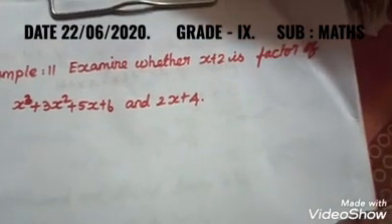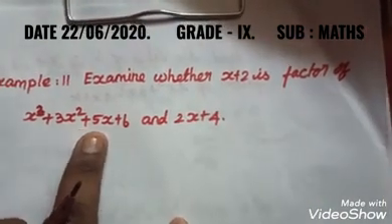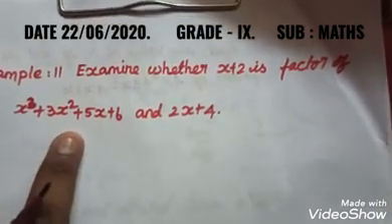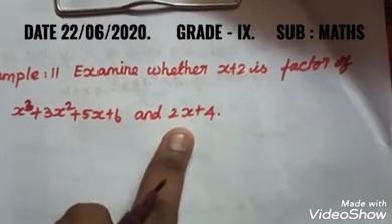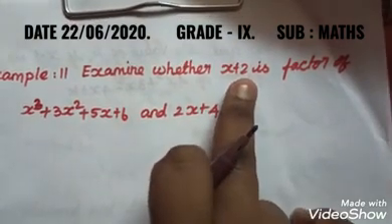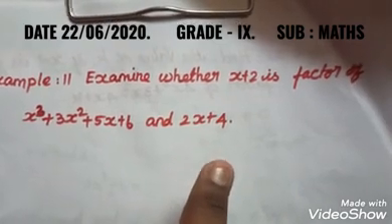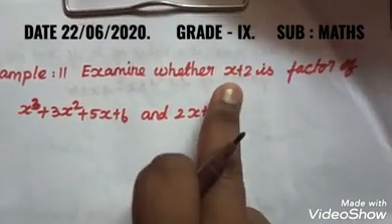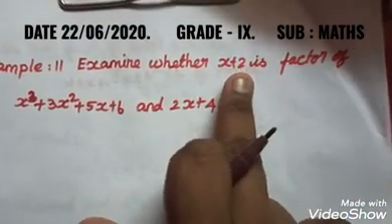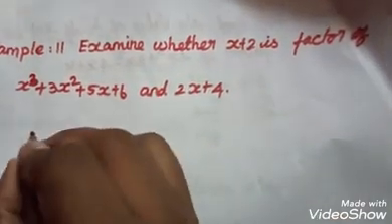Examine whether x plus 2 is a factor of x cube plus 3x square plus 5x plus 6, and 2x plus 4. Here I take this one as p of x and this one as s of x. So there are two expressions, and in both expressions x plus 2 is given as a factor. By the factor theorem, if x plus a is a factor, p of a is equal to 0. In the same way, if x plus 2 is a factor, p of minus 2 is 0. So we find the solution.